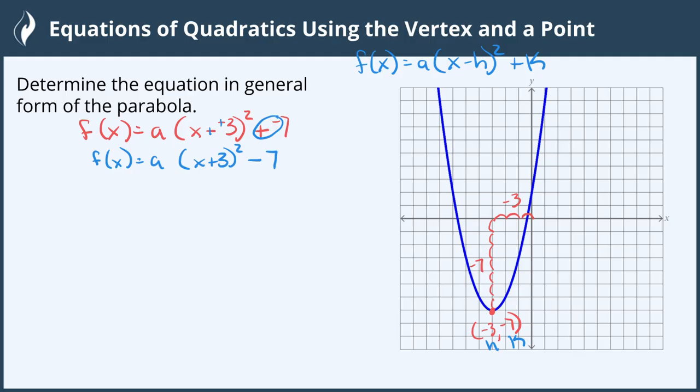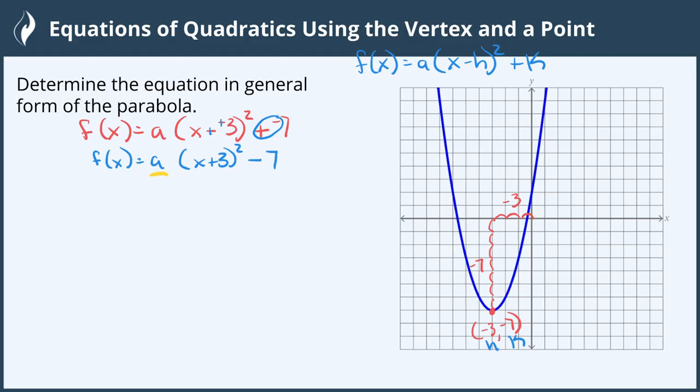We're close, but we don't have our equation yet because we have this variable a that hasn't been replaced with any numbers. So we're going to need to find another point on our graph for x and y, substitute it in, and then we can isolate for a.